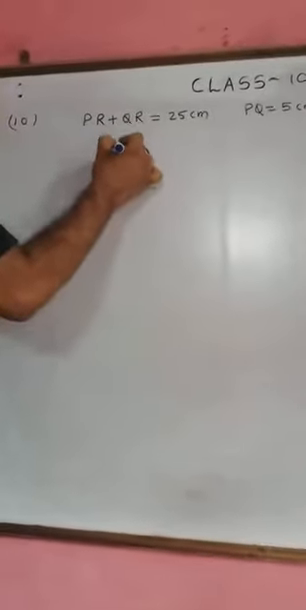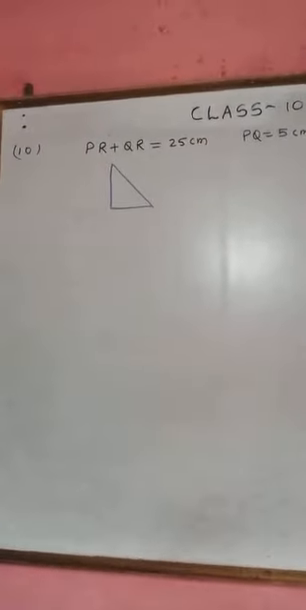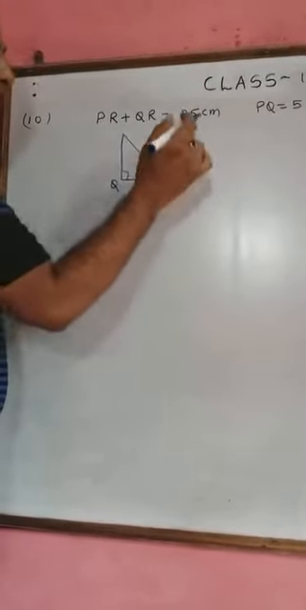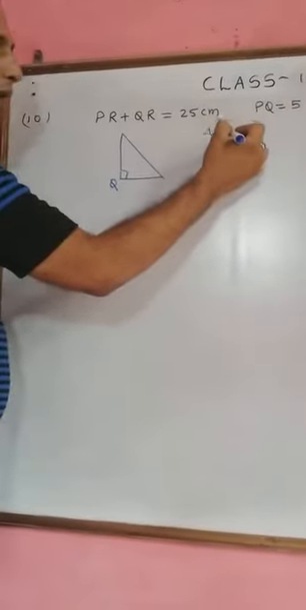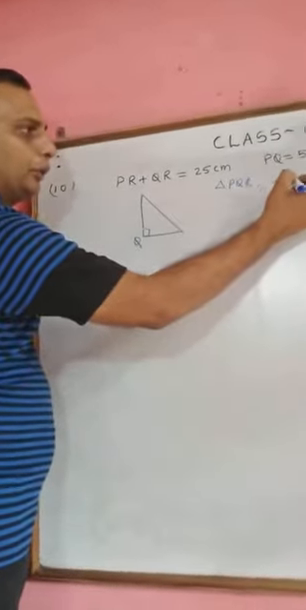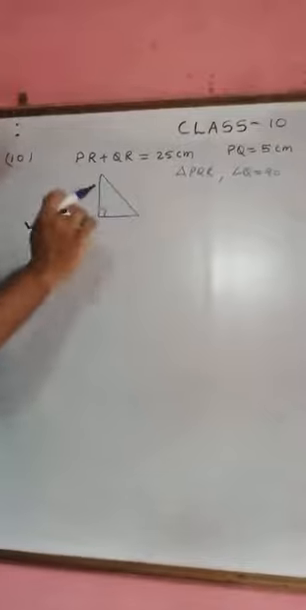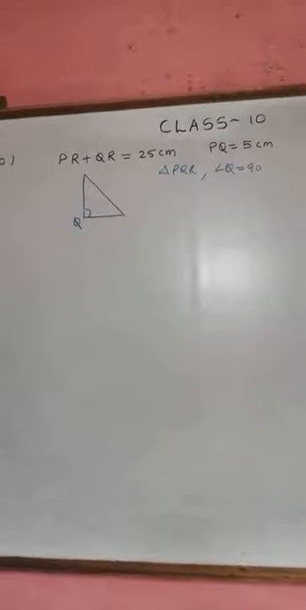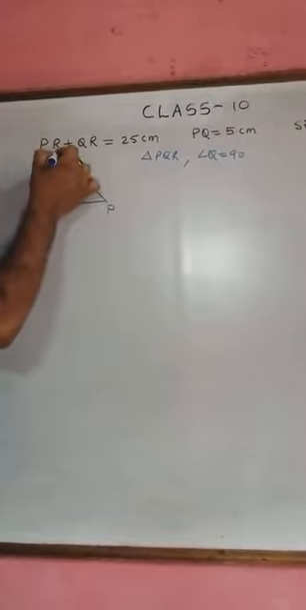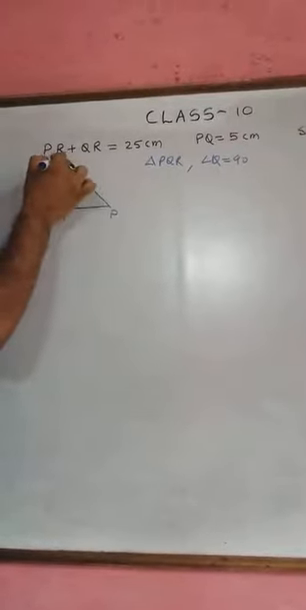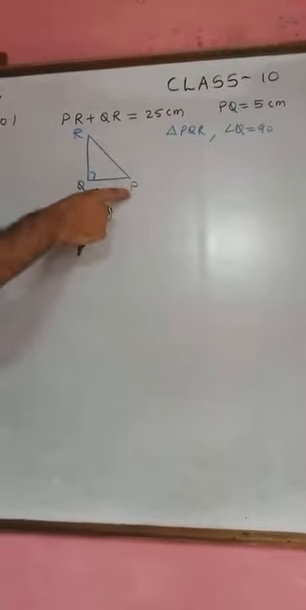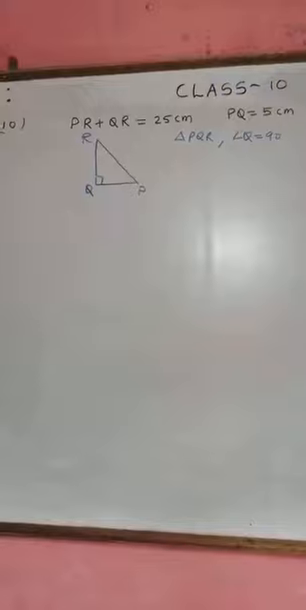So we will make one figure. PQR is the right angle triangle at point Q. So Q is forming the 90-degree angle. If Q is 90 degrees, then we can write P here, and here we can write R. Because Q we have to take as 90 degrees, R and P we can write anywhere. PQR is the right angle triangle.